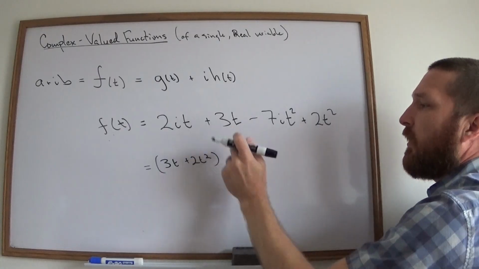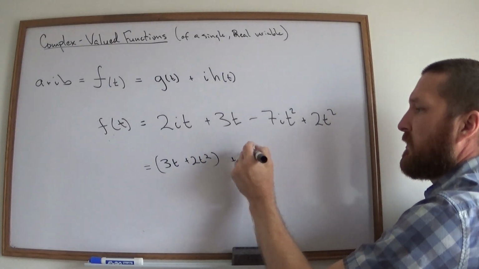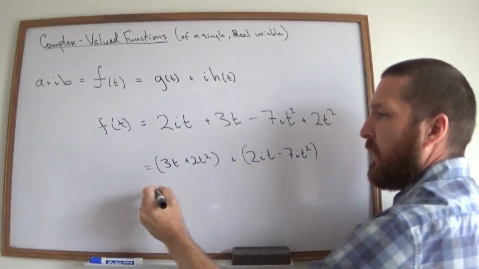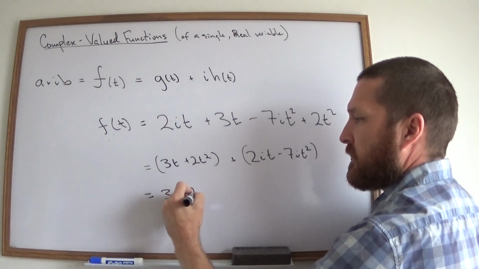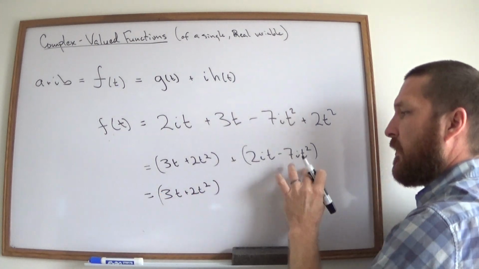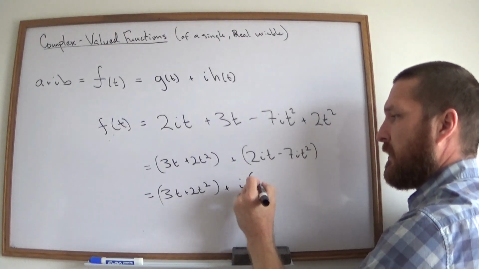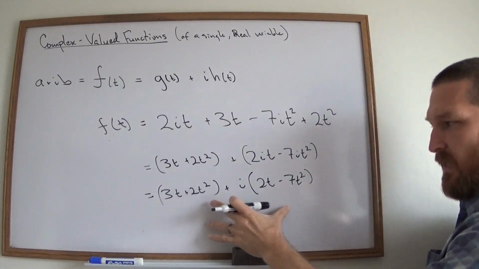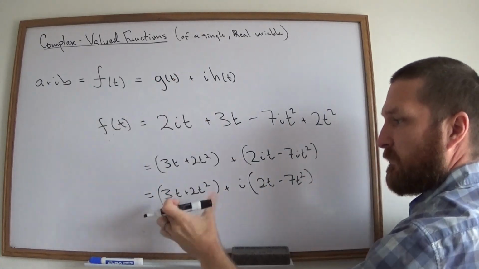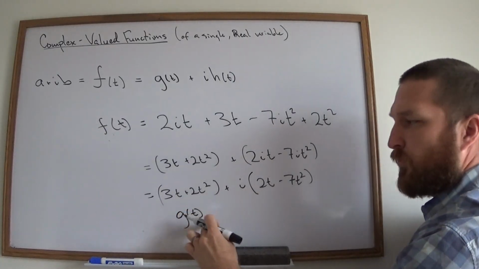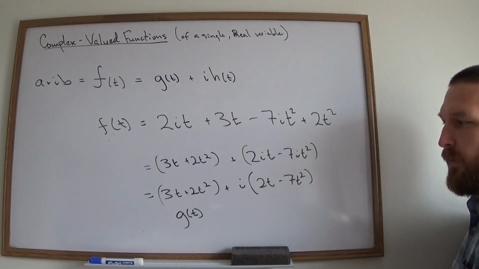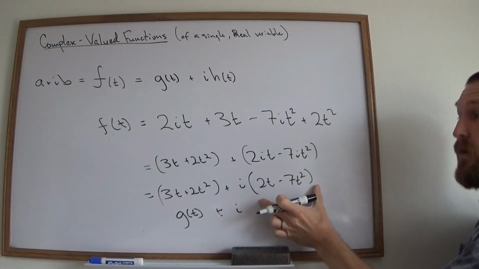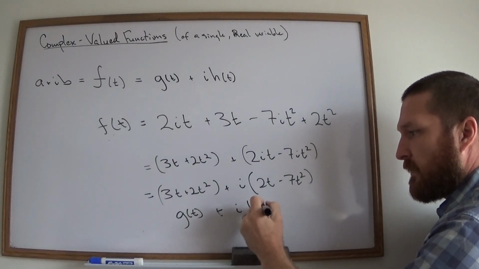And then we just get all of the imaginary parts together. 2it minus 7it squared. And we could just rewrite this. 3t plus 2t squared is one of them. Pull out the i plus i times 2t minus 7t squared. And we can see this is my g of t right here, and it is a pure real function, real input, real output, plus i times some other function that has a real input, and it will give you a real output, and we'll call that guy h of t.